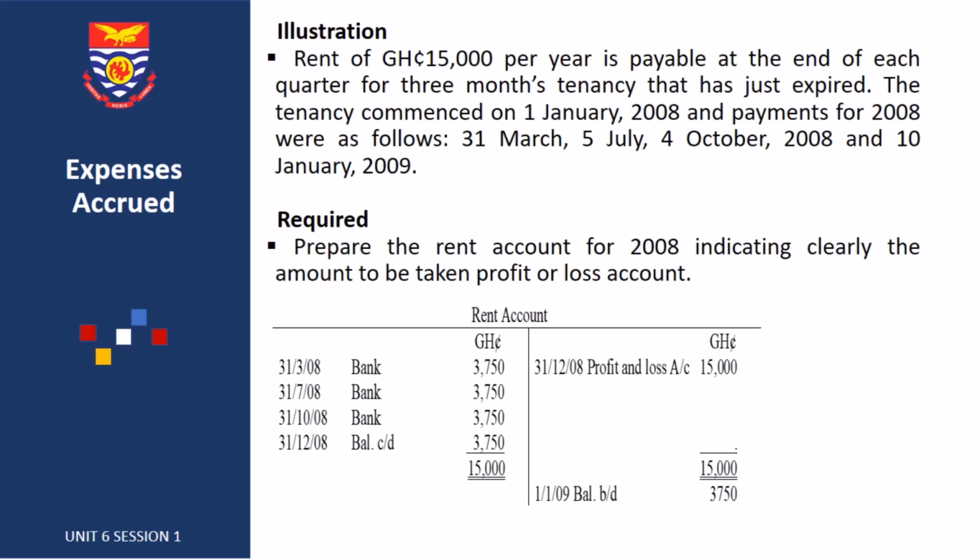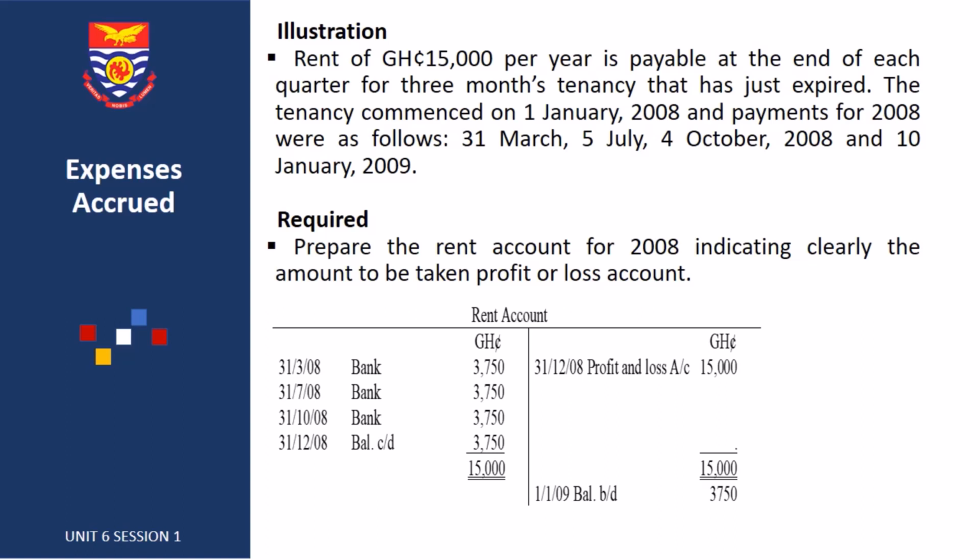3,750. The rent account is debited with 3,750 because there are 4 quarters in a year, and 15,000 divided by 4 is 3,750. And the second quarter, the payment was made on 5th July 2008. So again, we credit the bank and we debit the rent account with 3,750. Then the third quarter, the payment was made on 4th October 2008. So again, we credit the bank and debit the rent account with 3,750.